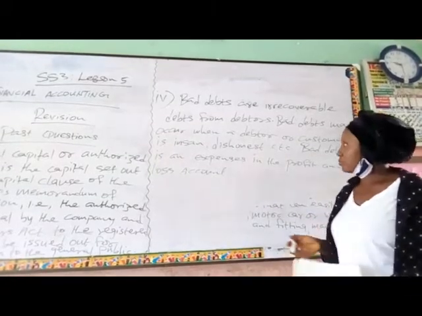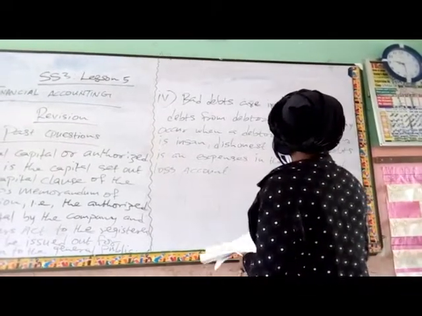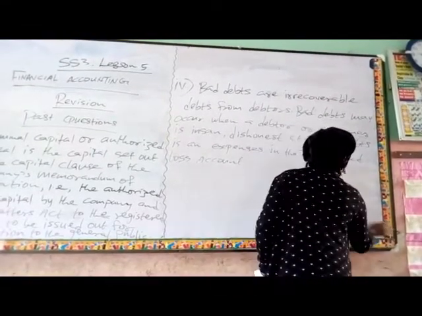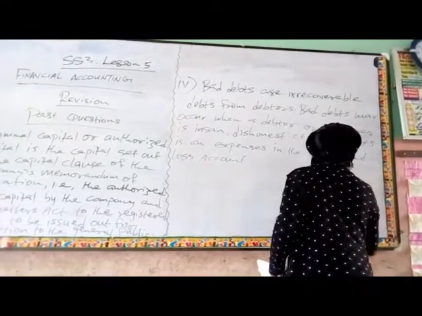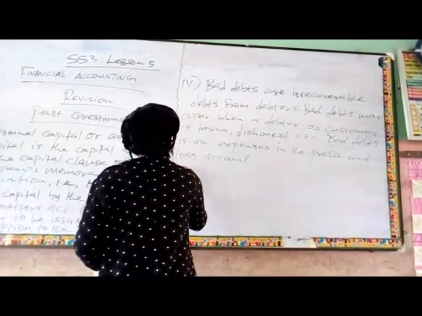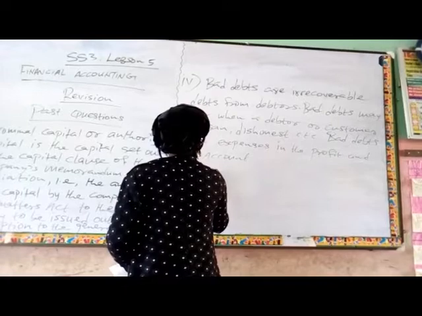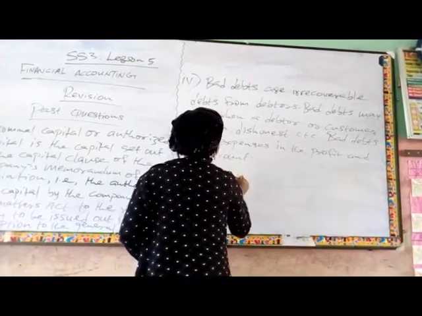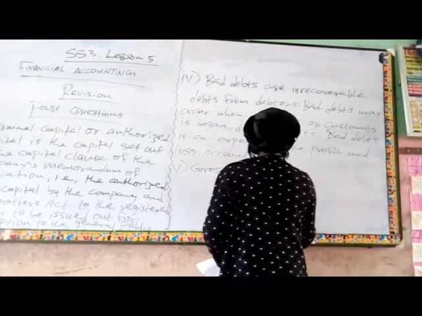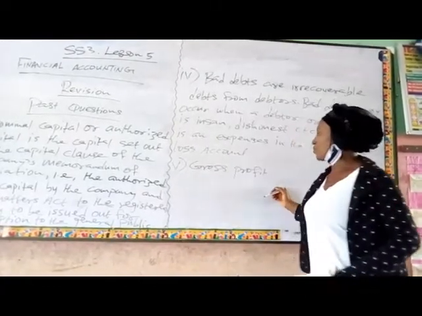Now, V, which is the last accounting test they asked us to explain. They said to explain gross profit and net profit. Now let's go with gross profit first.